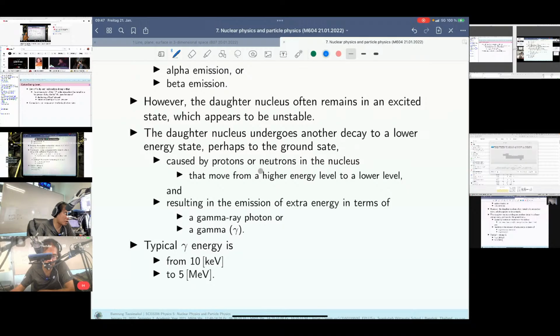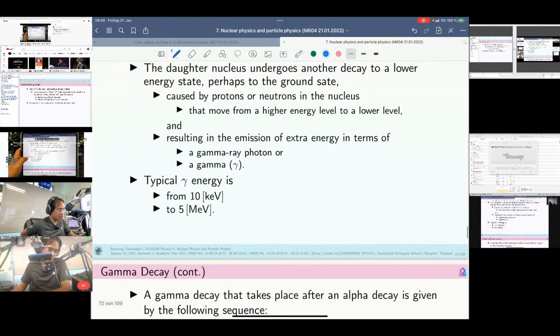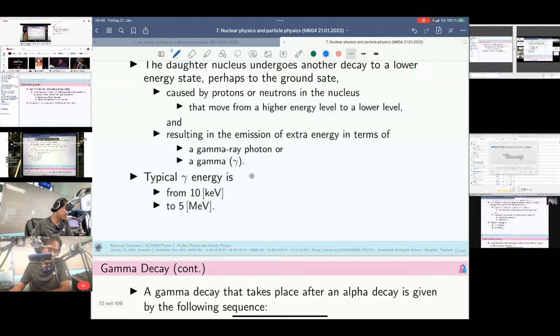The nucleus is still unstable, and the way to be stable is that they just release. Once they vibrate, they release a photon, and that photon is called a gamma ray. It's a high energy photon actually. So there is no particle emitted. It's only a photon, and a photon has no mass, right? But it has energy, because physics is the topic that concerns energy, right? The typical gamma energy is from 10 kilo electron volts to 5 mega electron volts.